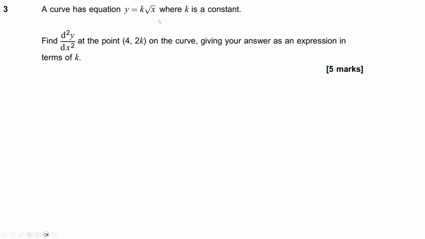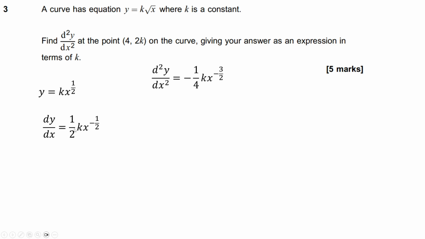A curve has equation this, where k is a constant. Find d2y by dx2. So find the second derivative at this point. We've got this. I'm going to write it to the power of half because it's easier to differentiate that way. Multiply the power by the coefficient and then reduce the power by 1. So this is a half kx to the minus a half. Okay, and then just do the same thing again. So this is going to be minus a quarter kx to the minus 3 over 2, because a half take away 1 is minus 3 over 2, obviously.